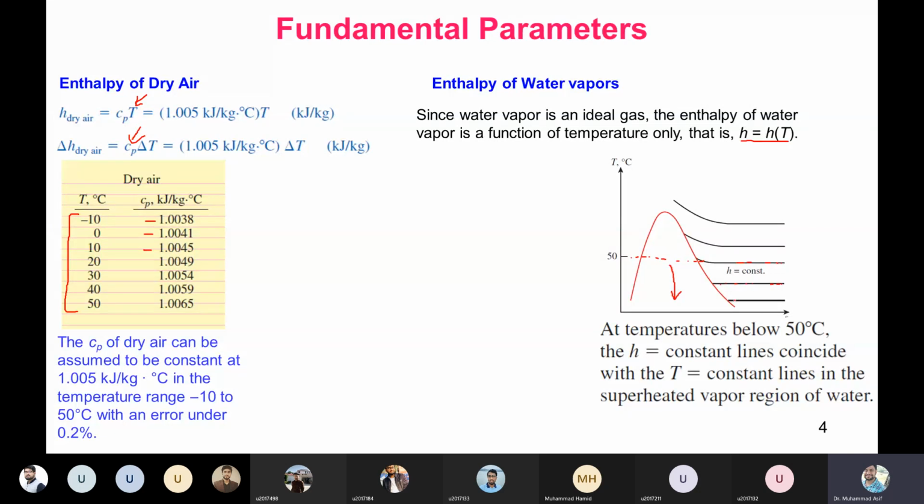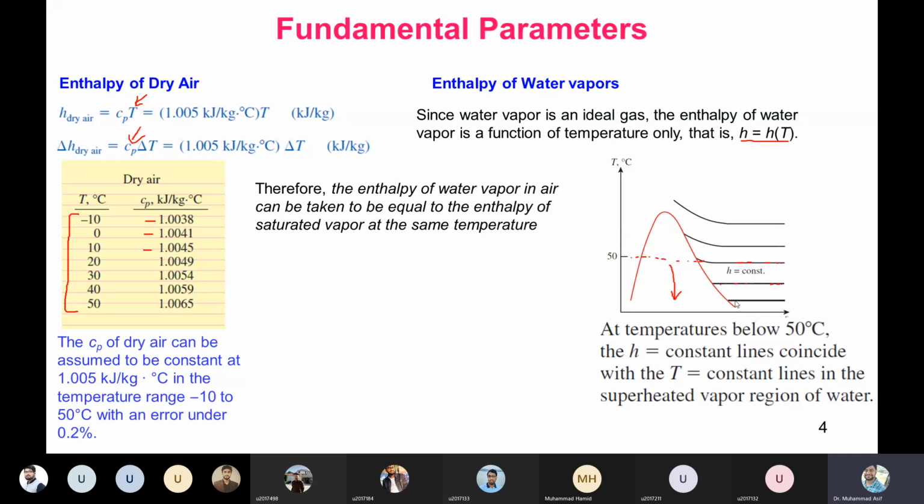So that's why the enthalpy of the water vapors can be equal to the enthalpy of the saturated vapor at the same temperature. Whatever is the enthalpy of the saturated vapor, the same enthalpy is here, the same enthalpy is here, right? So the enthalpy is constant. So for simplification, for easy calculation, we can assume that the enthalpy of the water vapors can be taken as the enthalpy of the saturated vapors.